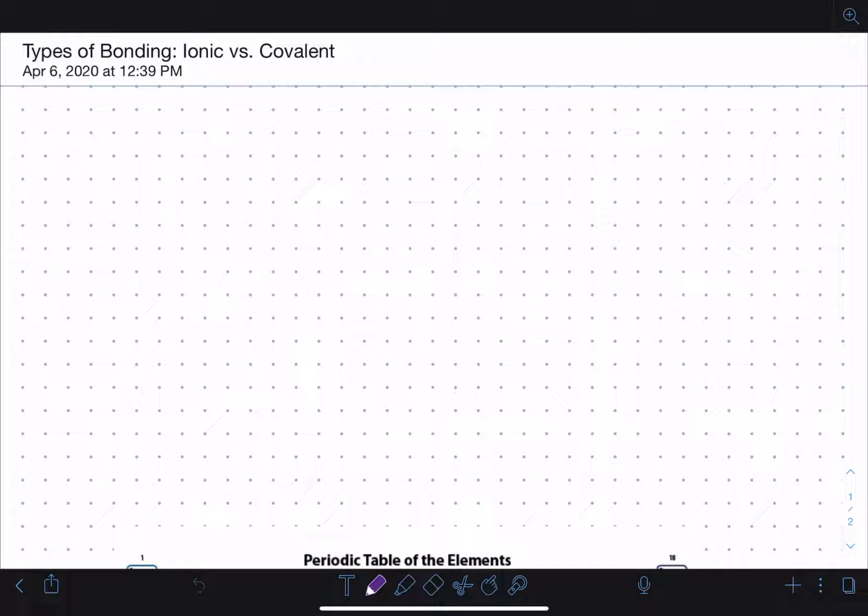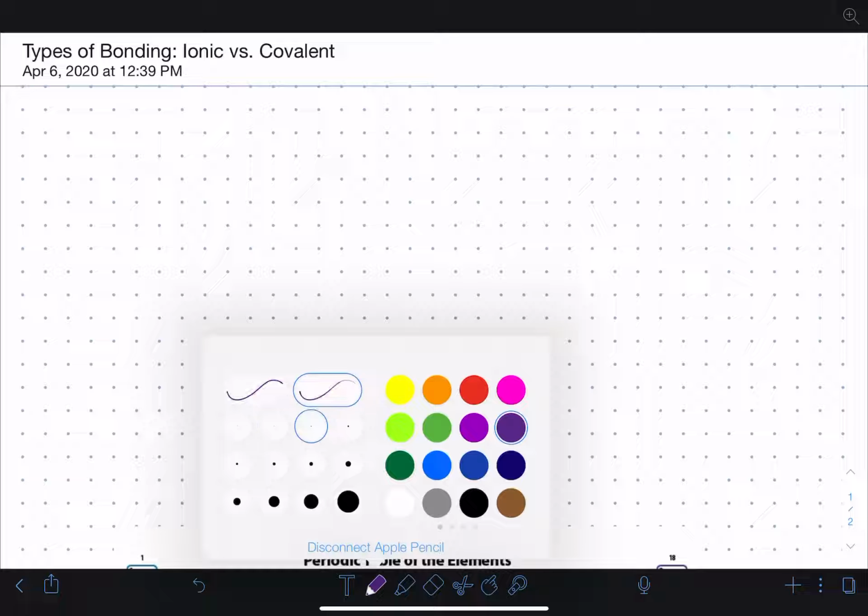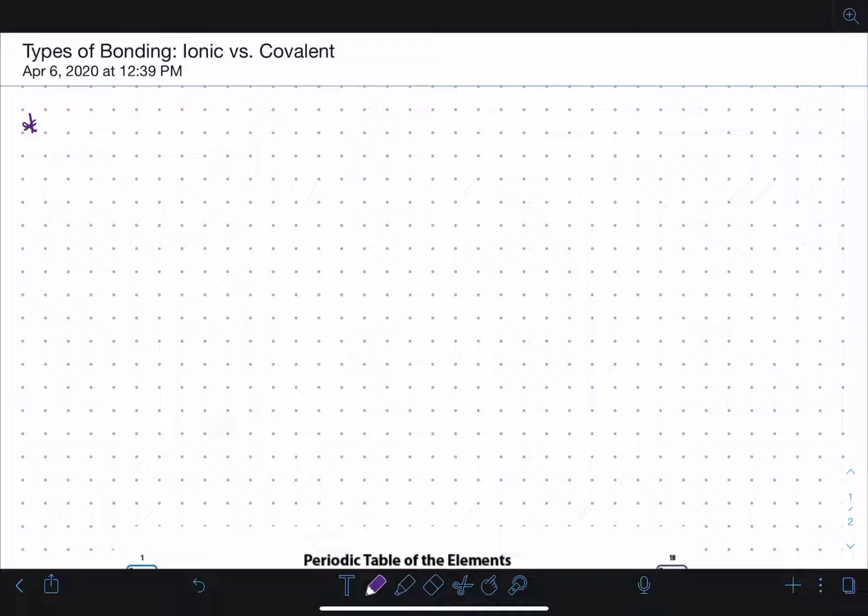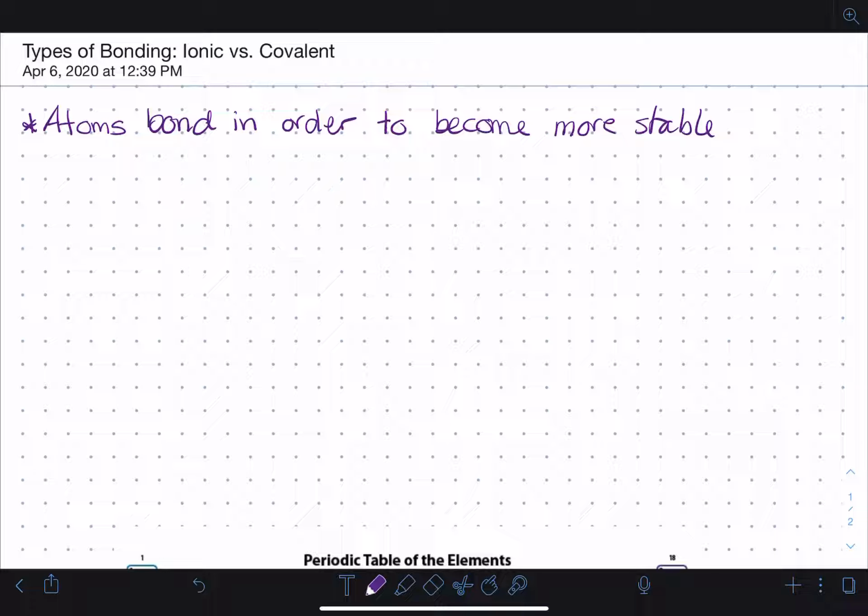One of the most important things to remember through all of this is why atoms form bonds in the first place. So atoms bond in order to become more stable. Always. If a chemical bond forms on its own, it does that because independently the atoms are what they are. When they come together and they connect, they become more stable, or their energy goes down.